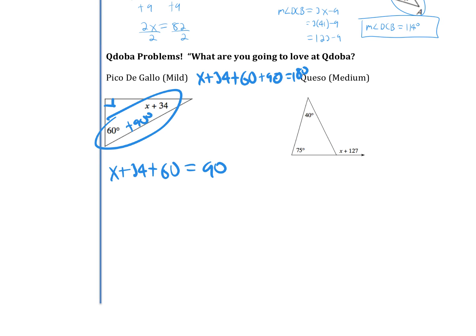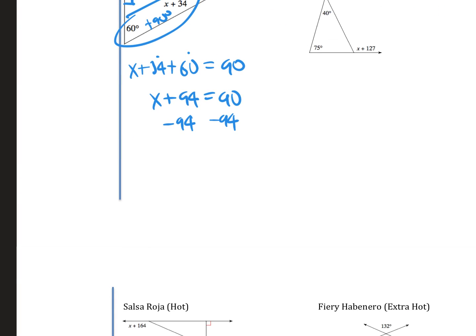So if we have x plus 34 plus 60, that's going to be 94 equals 90, subtract 94, and we get x equals negative 4 degrees, which is kind of weird, but that's the right answer. If you got that, good job.